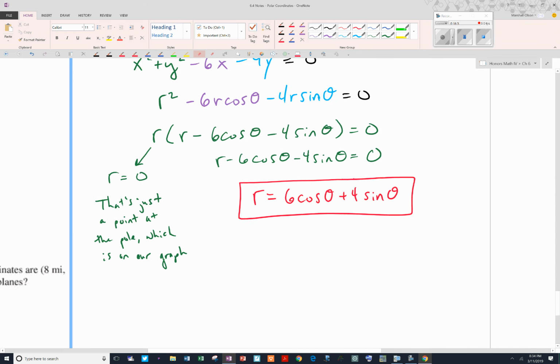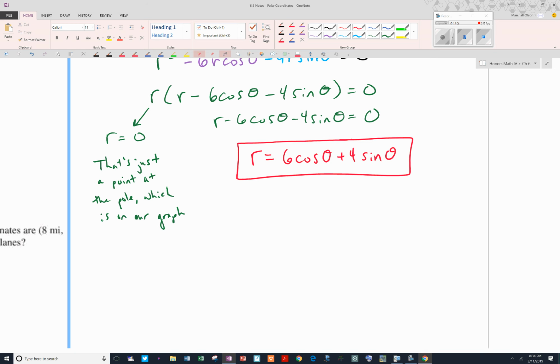All right, so we have a polar form equation right there: r equals 6 cosine theta plus 4 sine theta. That would give us that same circle.